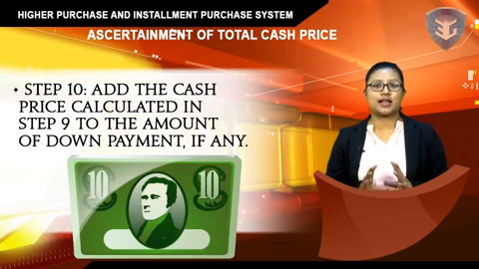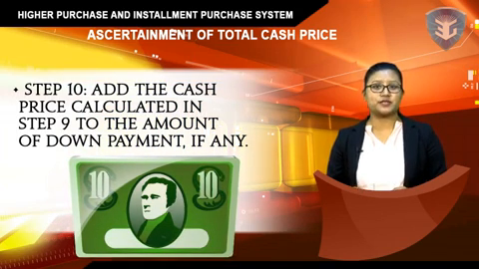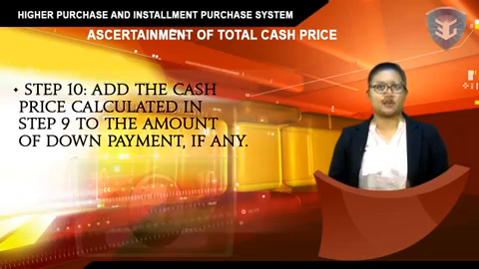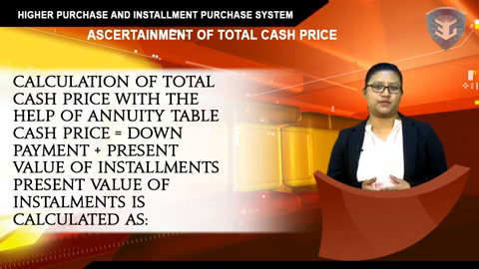Add the cash price calculated in step 9 to the amount of down payment, if any. The sum so obtained will be the total cash price. Calculation of total cash price with the help of annuity table: cash price equals down payment plus present value of installments.